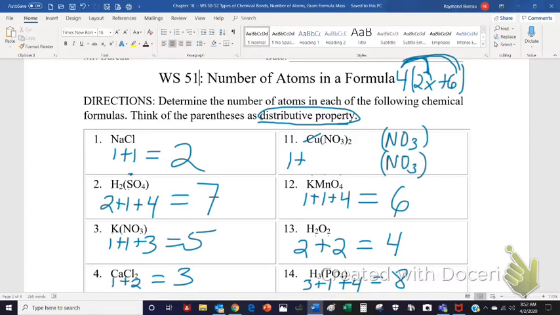So how many N's are there? And how many O's are there? 3 on the first one, 3 on the second one would be 6. Right? So all I'm going to do is distributive property like you already know how to do. So remember, an unwritten number is 1, so 1 N twice, that's 2 nitrogens. Oxygen is 3 times 2, 3 inside twice, and that is 6. So 1 plus 2 plus 6, that's a total of 9 atoms in what we call copper nitrate.